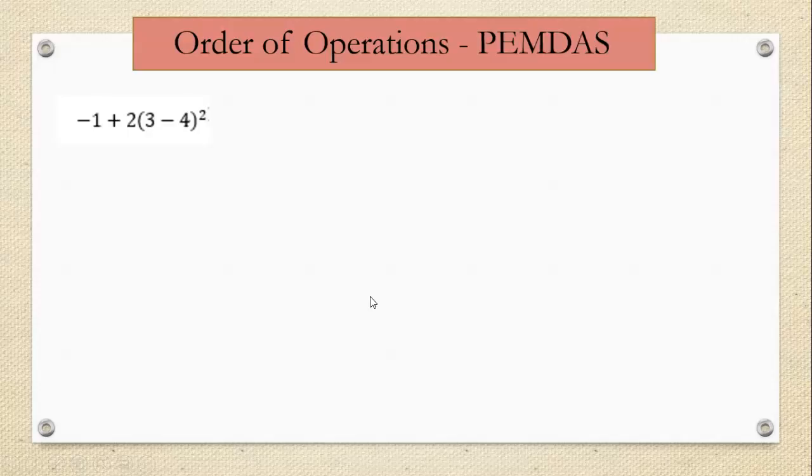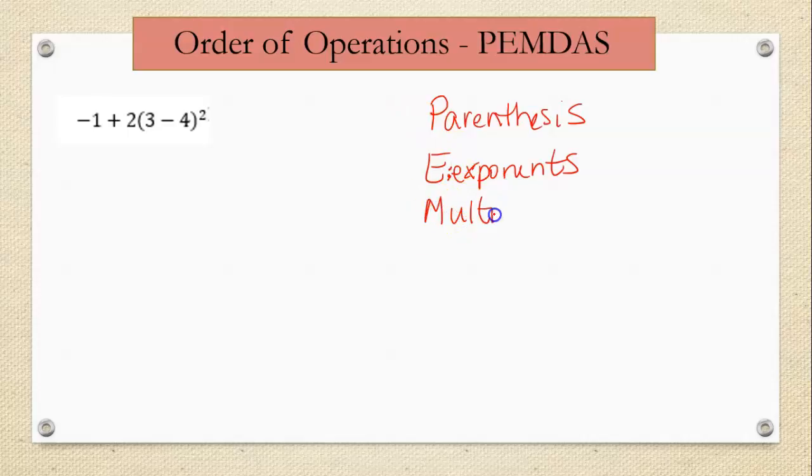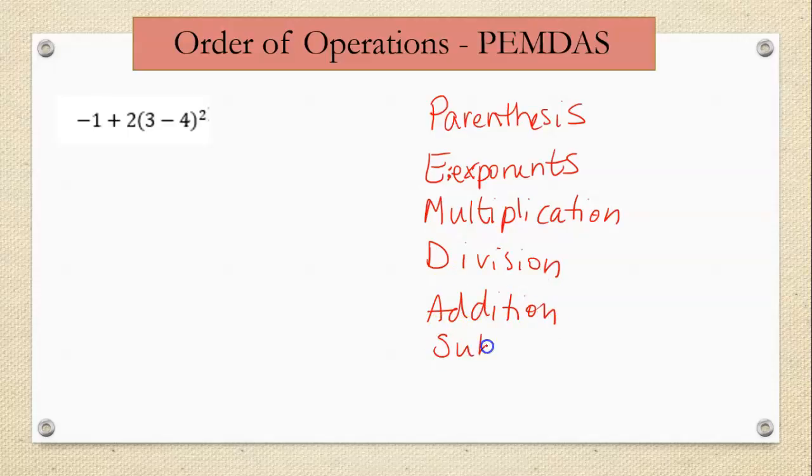So let's get started. Let's review PEMDAS. So remember, these letters stand for things. P stands for parentheses. E stands for exponents. Of course, I put two E's in there. Sorry about that. M stands for multiplication. D is division. A is addition. And you guys know S is subtraction.